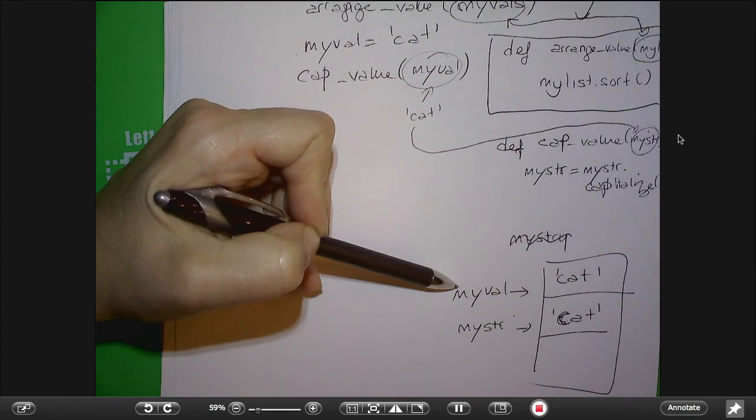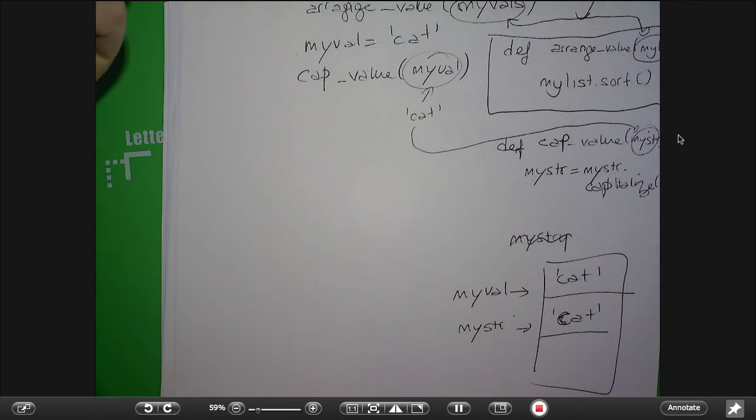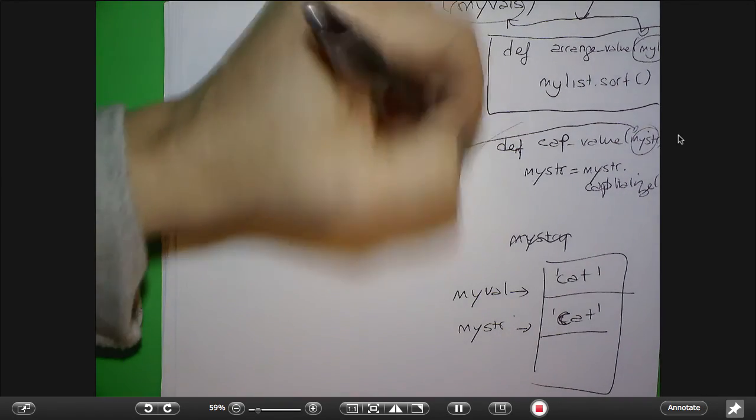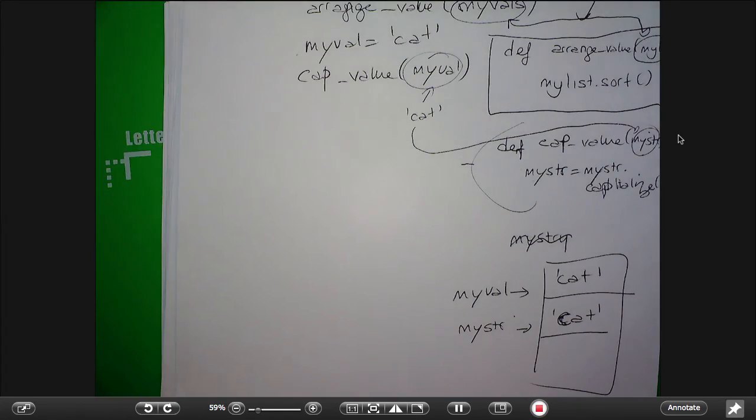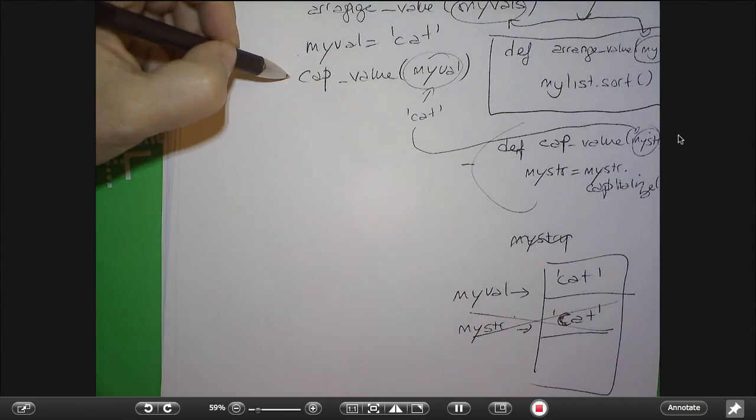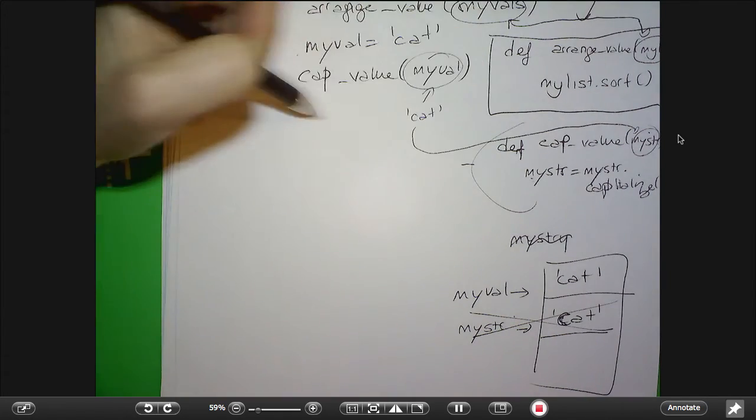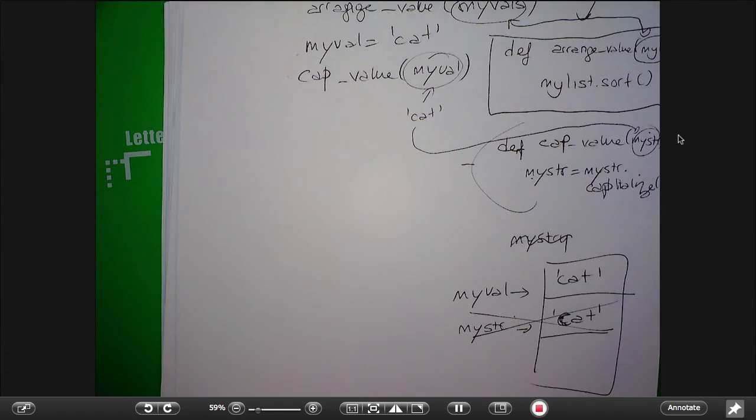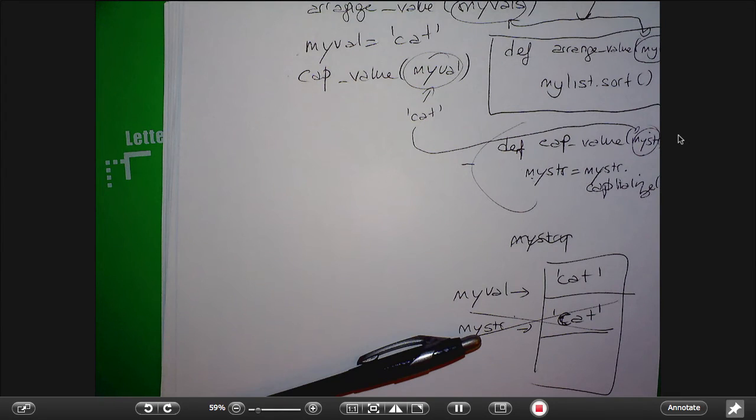But nothing happens to this one because it is not a copy of it. So when this function ends and it returns, it doesn't return anything, so this is actually completely lost. So this value, whatever this function did, had no effect on this at all. If I wanted that function to have an effect on the variable, what should I have done?